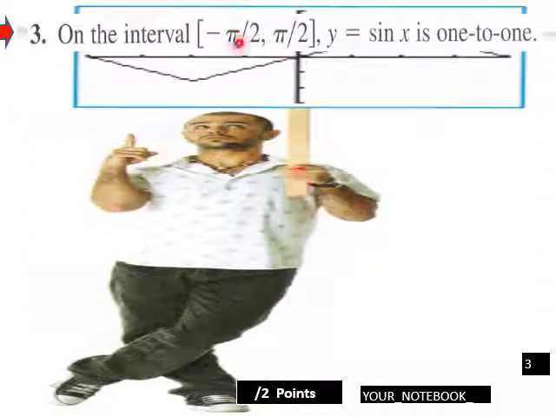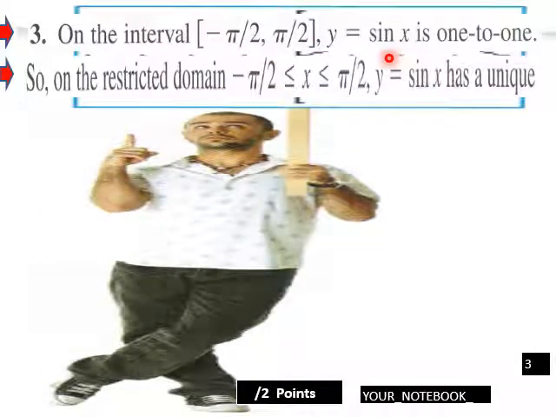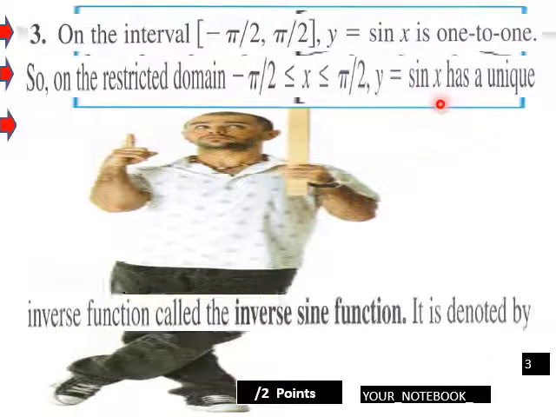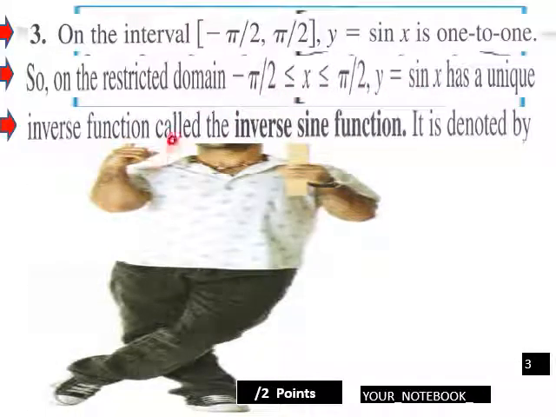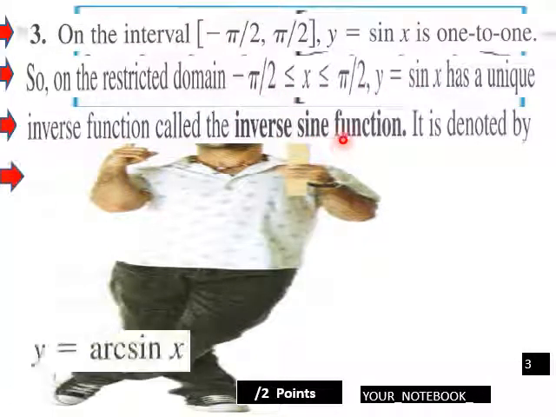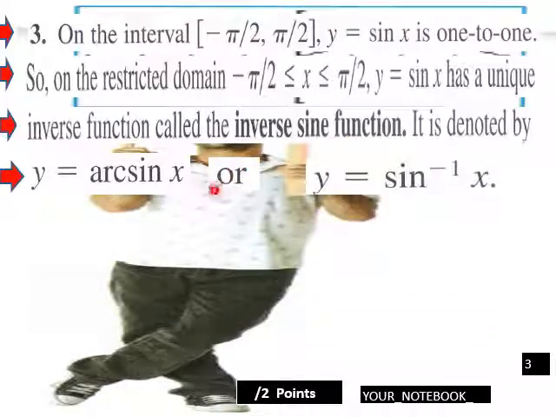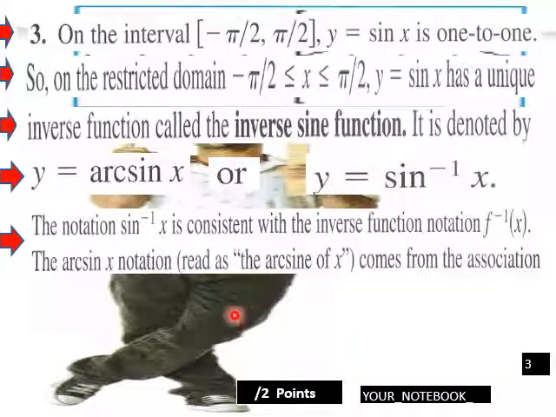So again, further on your notebook, 3: on the interval negative pi over 2 to pi over 2, y equals sine x is 1 to 1. So on the restricted domain of negative pi over 2 less than or equal to x less than or equal to pi over 2, y equals sine x has a unique inverse function called the inverse sine function. It is denoted by y equals arcsine x or y equals sine to the negative 1 of x.